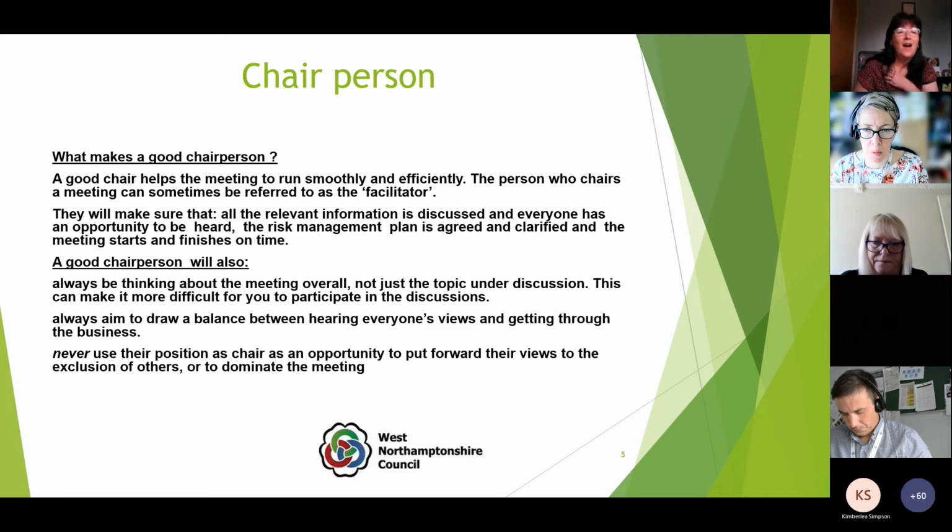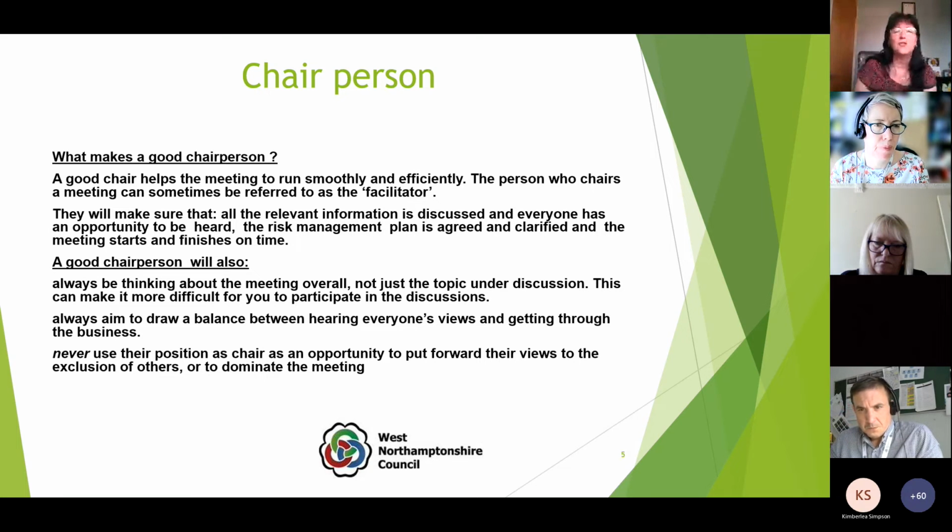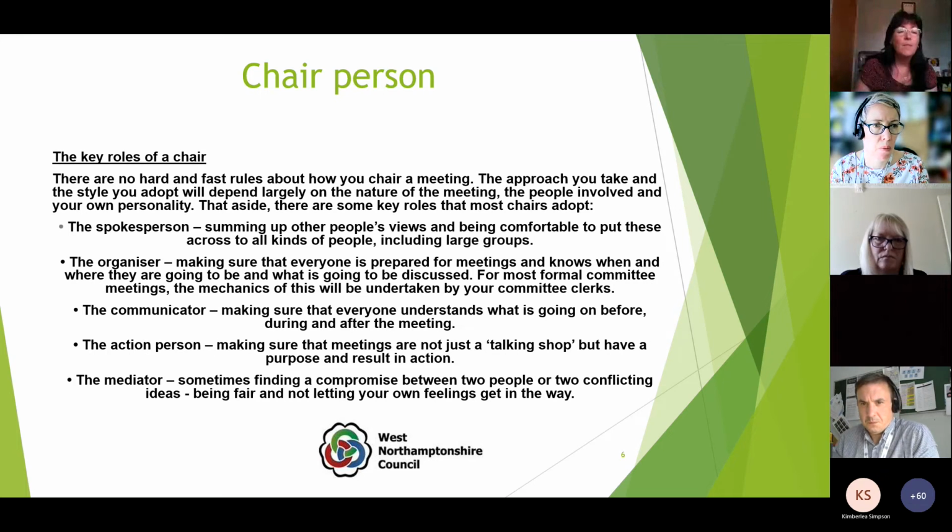And for a chair, they should never use their position as an opportunity to put forward their views to the exclusion of others. So it is not about somebody dominating a particular meeting, and especially with an ARM, it is really important, especially when the individual's there, that they are central to that. So it's not for a chair to take over and do that.